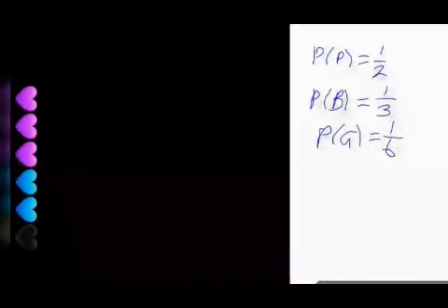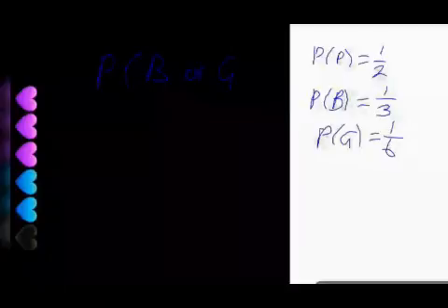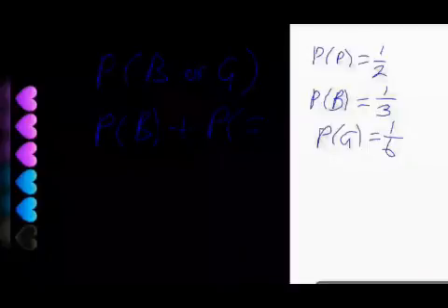If we were to be asked to find the probability of the heart to be blue or green, we would do this by adding the probability of having a blue heart to that of having a green heart. And that means we are adding a third to a sixth, and by doing so we get a half.